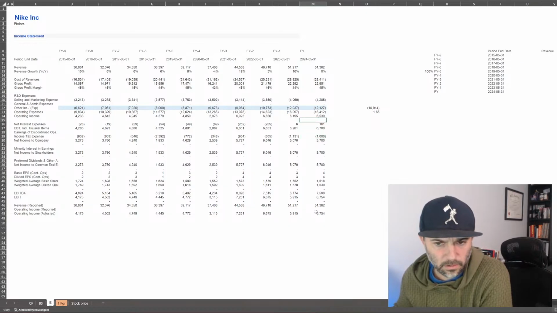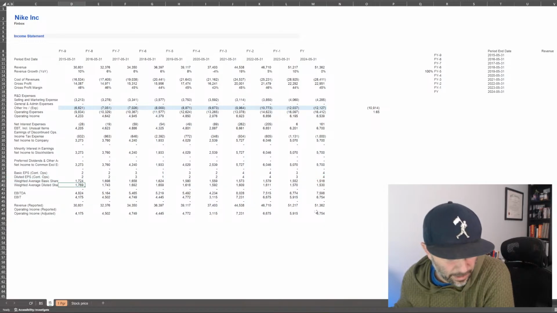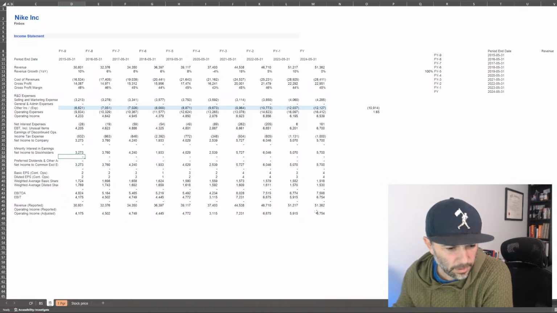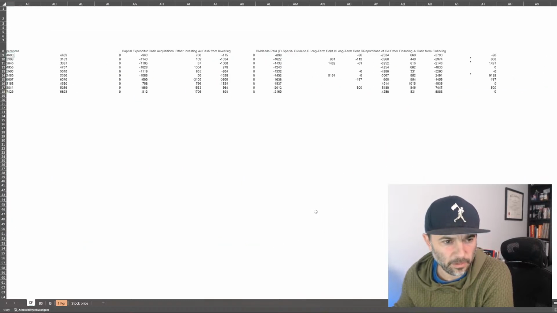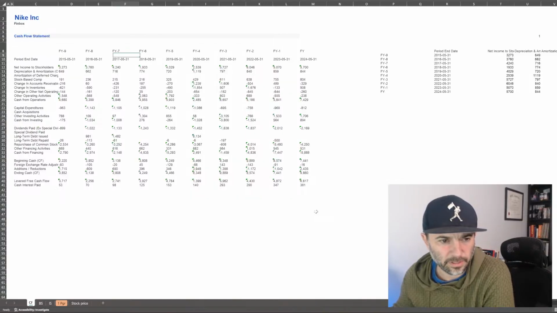Okay, so then they earn 6.5 billion in interest, really nothing else. So it seems really clean to me. And then weighted diluted shares, we said that's declining. Last thing, let's check out the cash flow statement. Just look through some of the detail here.